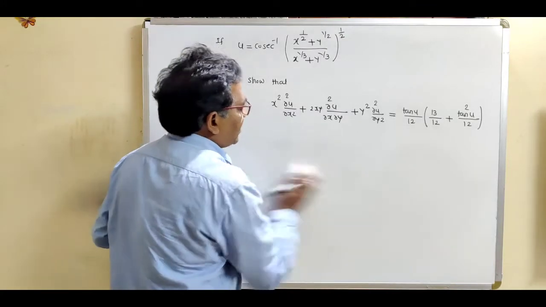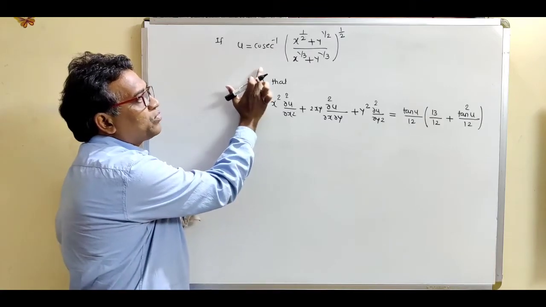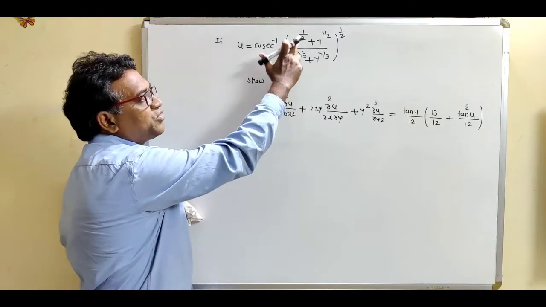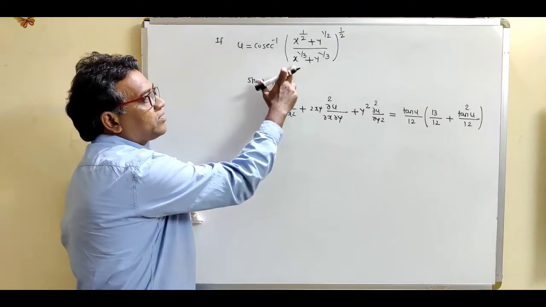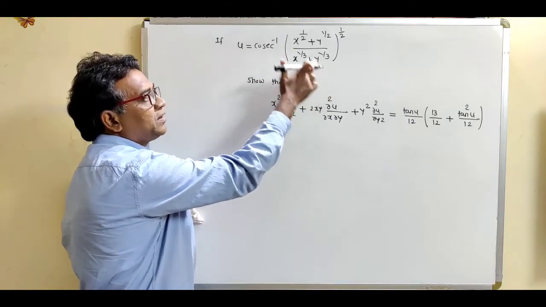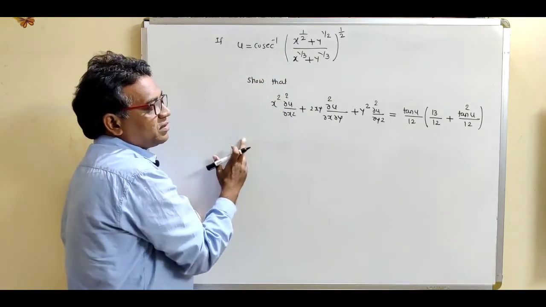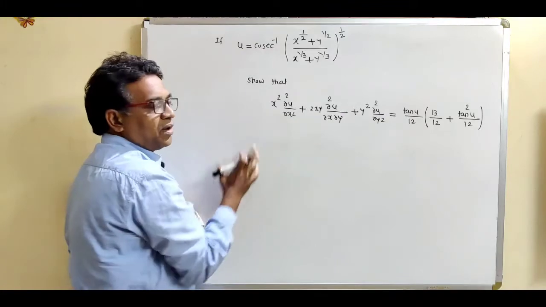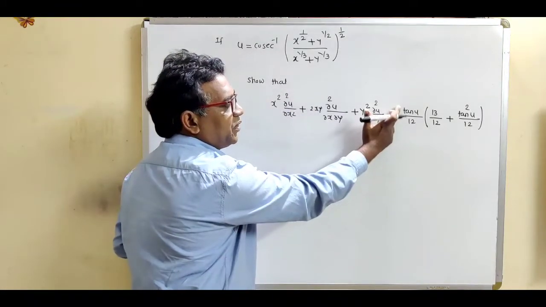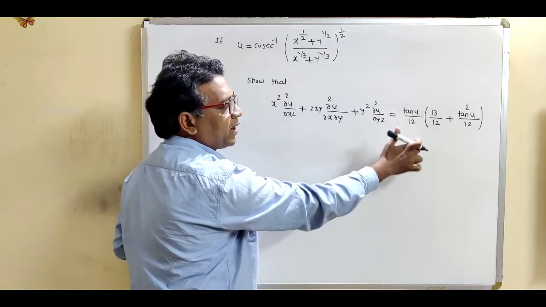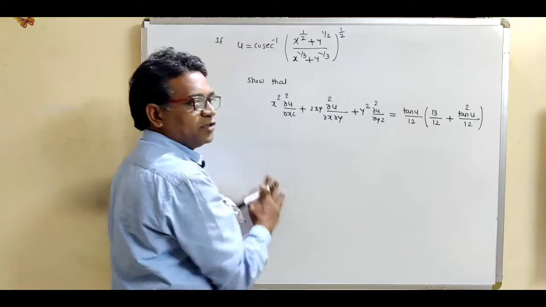Now see what is given in the example. If u is equal to cosec inverse of (x raised to 1/2 plus y raised to 1/2) divided by (x raised to 1/3 plus y raised to 1/3) total raised to 1/2, the question is to find out this total term. Show that this is equal to tan u divided by 12 into (13 by 12 plus tan square u divided by 12).